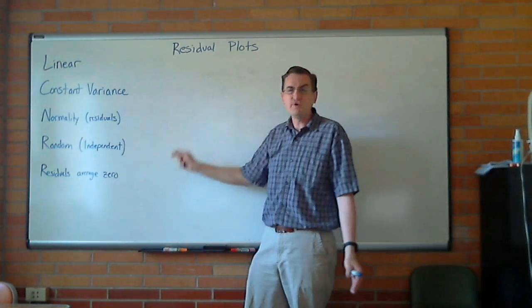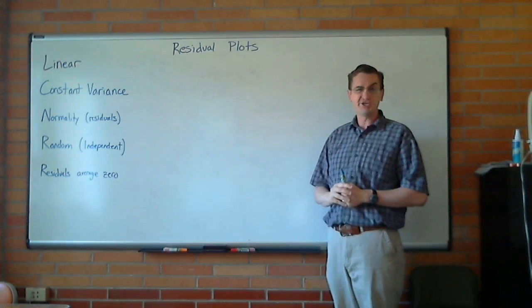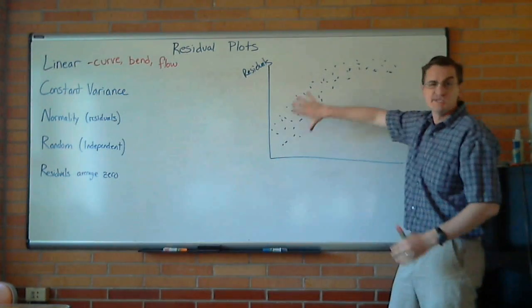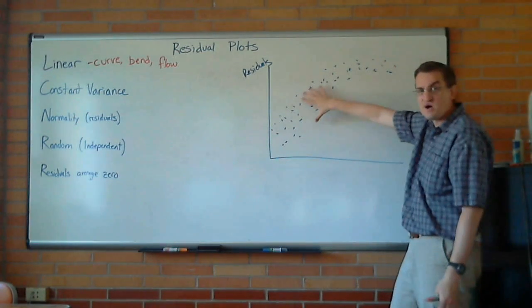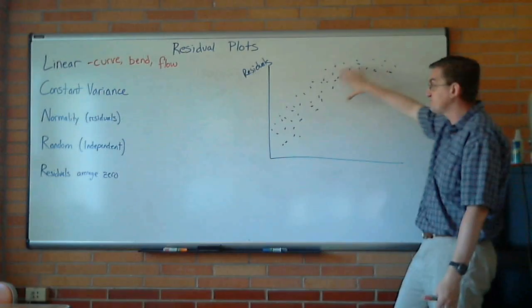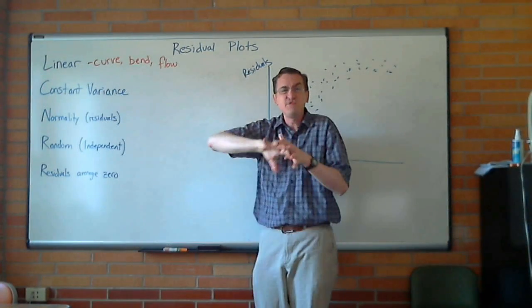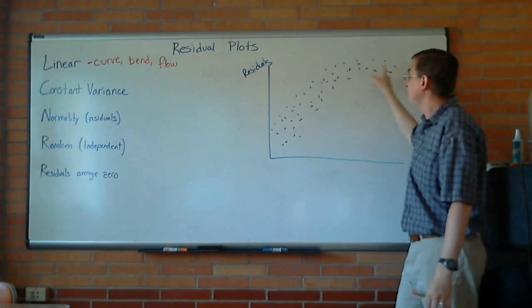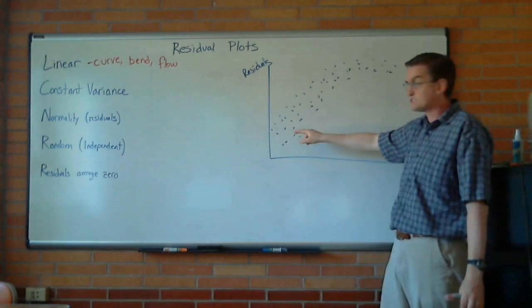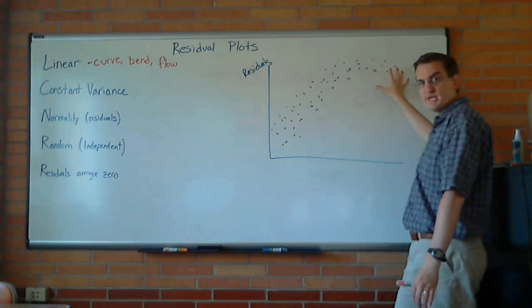But let's talk about what you would see in the residual plots if these were not true. For linear, you're going to be seeing something like this. See how this is not just random scatter? It's following a line, following this pattern here. You'll see curves, you'll see bends. There's a flow to the data like it's going somewhere. That should not be happening. If it's happening, that means your data was not linear to start with. Here it was below the regression line, and then above the regression line, and then came back.